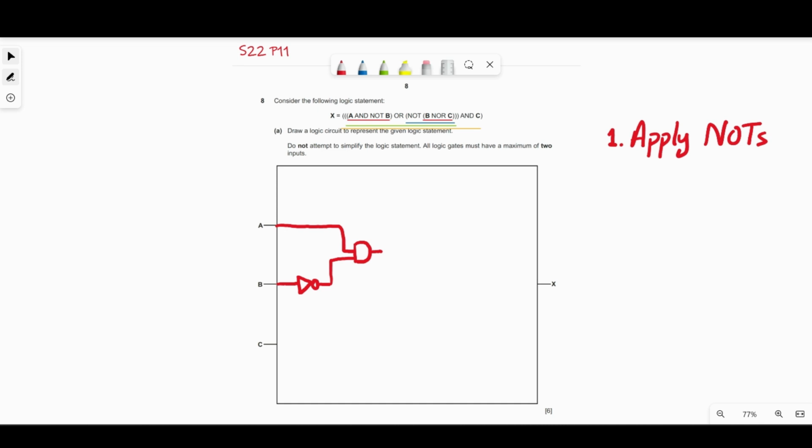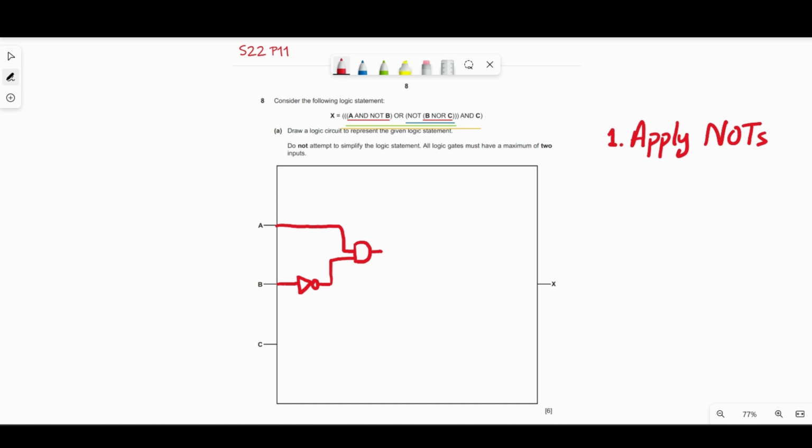Then we need to solve B NOR C. I'll draw it in the center, taking care of the level of the brackets, as both of these brackets, A and not B and B NOR C, are on the same level of precedence. That is the reason I have drawn these gates on the same level vertically. Now we need to do B NOR C.